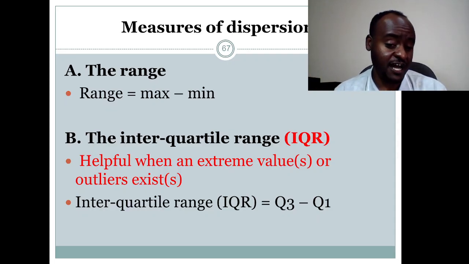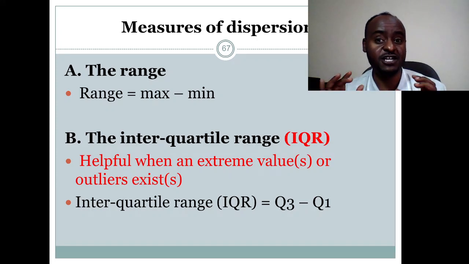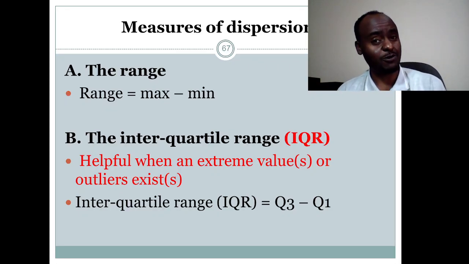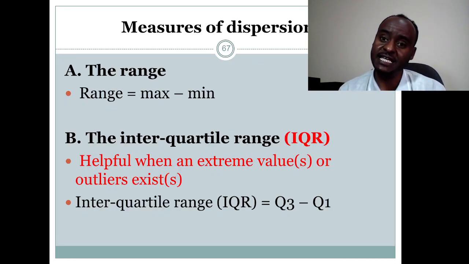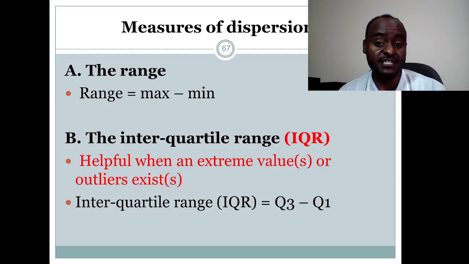What is the interquartile range? The interquartile range is the difference between Q3 and Q1, the third quartile and the first quartile. Of course, you know what a quartile is. A quartile is a measure of relative location. Actually, quartiles divide our data sets into four equal parts. The first one is called quartile number one. The second one is called quartile number two. The third one is called quartile number three, right?